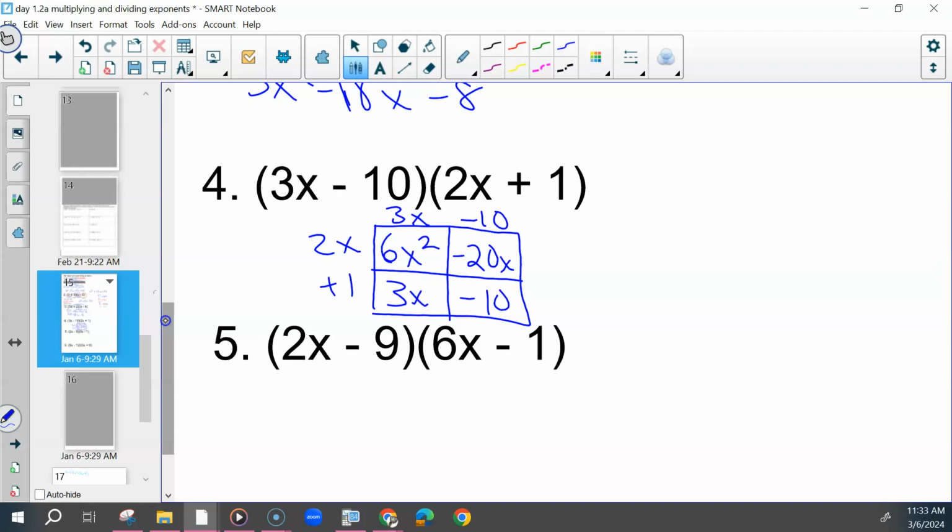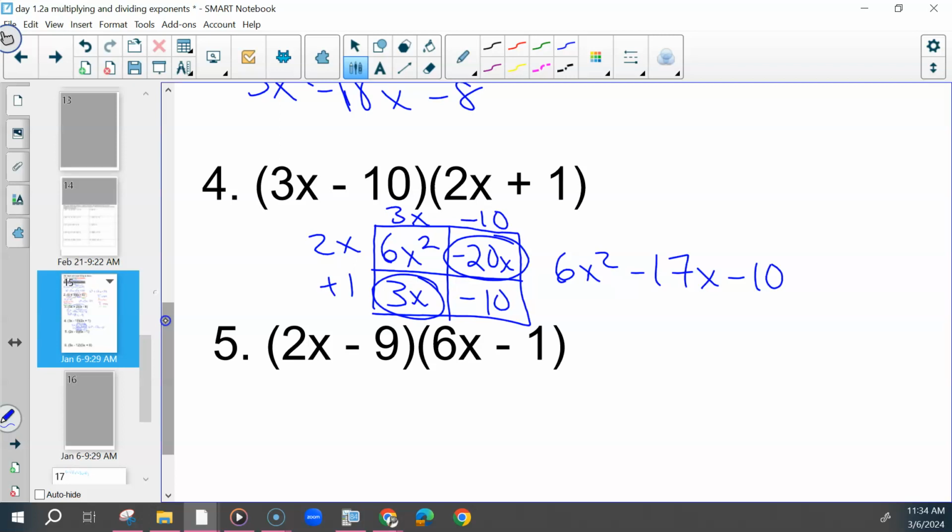And then in the box itself, you can combine like terms. So we know 3x and negative 20x would combine, and then rewrite this. What would our final answer be? 6x squared minus 17x minus 10. You could also rewrite all four terms and then combine them. That order does not matter.